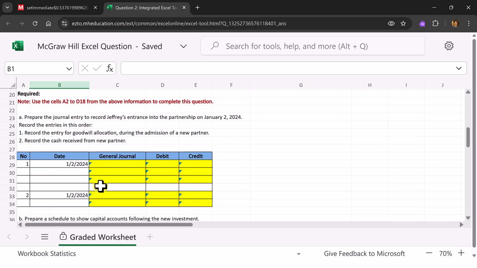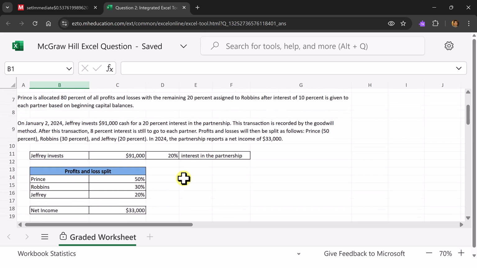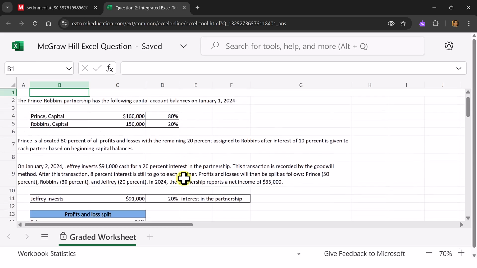The last requirement for this problem is to show this table of the capital accounts and their balances after admitting the new partner. So let's go into the detailed information. There's more information here than what we need, so we can ignore anything additional given to us. We have a partnership, Prince Robbins, with two existing partners, and here are the balances in their capital accounts before admitting the new partner and their profit and loss sharing percentage.